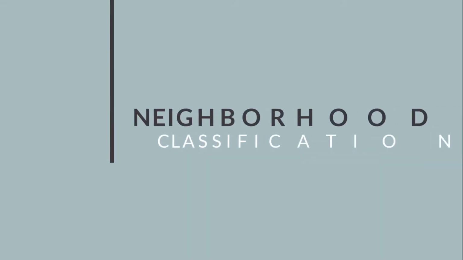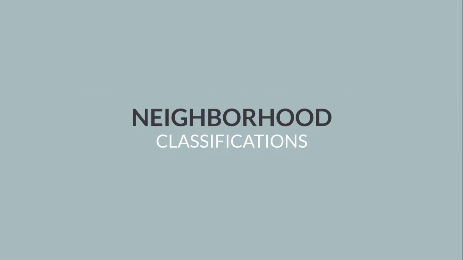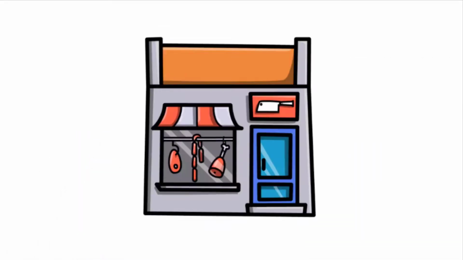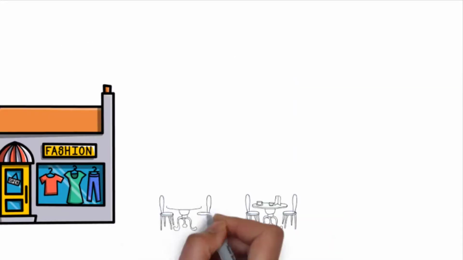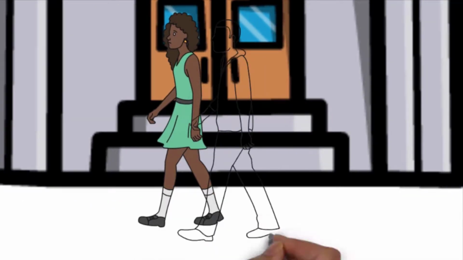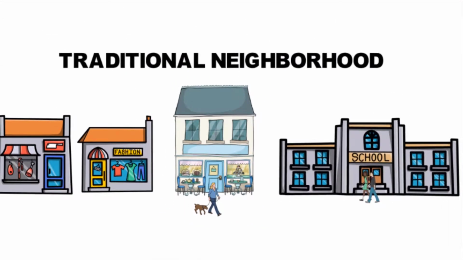A neighborhood classification is based on neighborhood characteristics and reflects when the area was originally developed. Each neighborhood classification has its own uses and development requirements. Traditional neighborhoods are usually located in core areas of the city. Because these neighborhoods were built before society's reliance on automobiles, they are designed to provide residents with housing, shopping centers, schools, and more, all within a short walking distance.